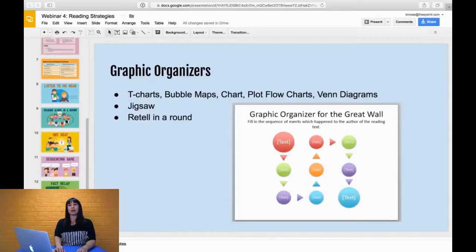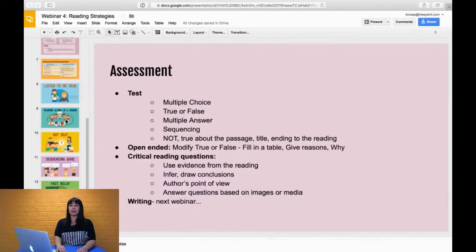But again, graphic organizers is something you would collect, so students have written them down and teachers can formally assess if they're understanding. But formal assessment always comes at the end, right? Here you have your test. So you can do your test with multiple choice, true, false, multiple answer, sequencing, some different questions like which one is not true, or which one is true about the passage. Maybe if you were to come up with a different title, what would it be? Or maybe if you can make a different ending to the reading. These are all types of questions that are on high-stakes examinations.